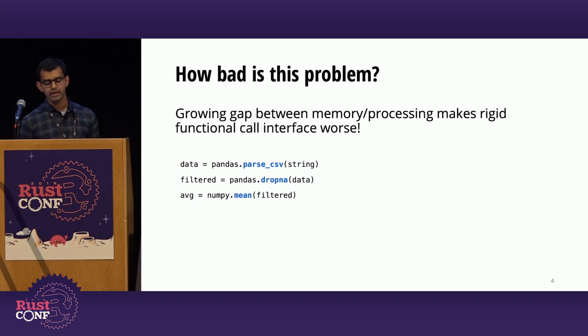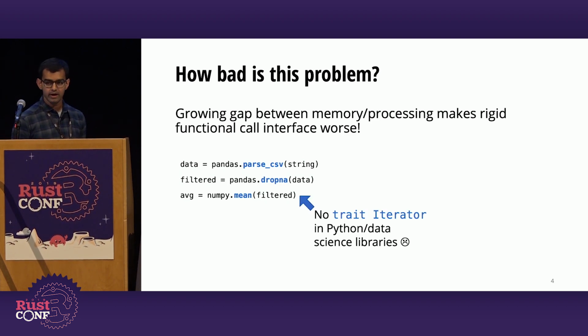So how bad is this problem that we don't get any cross-function optimization? It turns out that the growing gap between memory speeds on newer hardware and processing speed on new hardware is making this rigid function call interface to these kinds of libraries worse and worse over time. As an example, here's a pretty simple Python program. It's using pandas to parse a CSV and then drop some null values, and then it's using NumPy to compute a mean. And realize for these Python and data science style libraries, there's nothing like trait iterator, right? The interface to these libraries is you have some functions and you throw some data at them and they crunch some numbers and give you back a result.